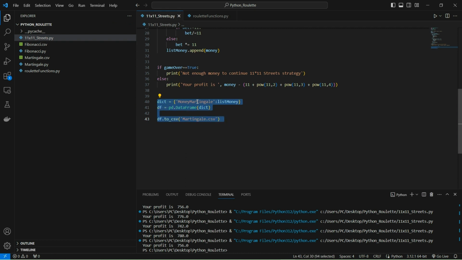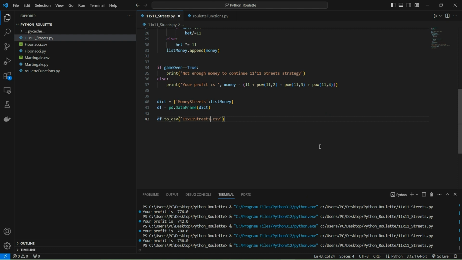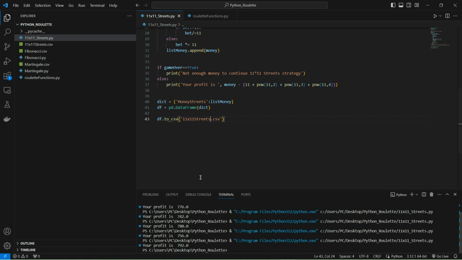I will call it money streets, 11 times 11 streets CSV file. And now I'll run this code. I profit again and list money is stored in the 11 times 11 streets CSV file.